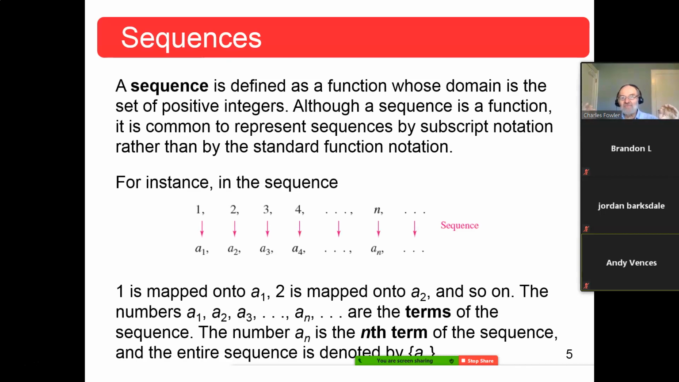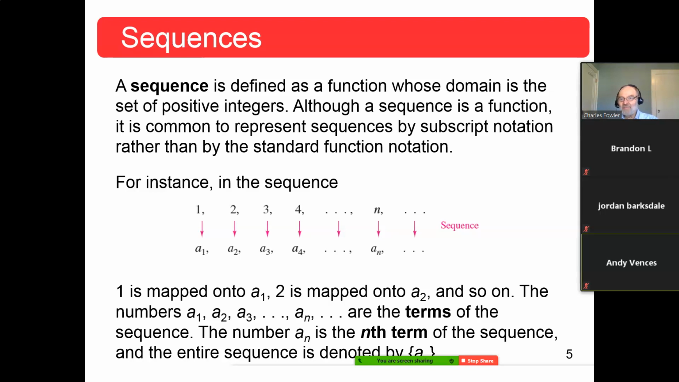A sequence is defined as a function whose domain is the set of positive integers. Not the set of all real numbers, not the set of all integers. Positive integers, which you could call natural numbers or counting numbers. That's what your positive integers are. No fractions, no decimals, no rational numbers, no irrational numbers. The domain is only the set of counting numbers, natural numbers, also called positive integers.